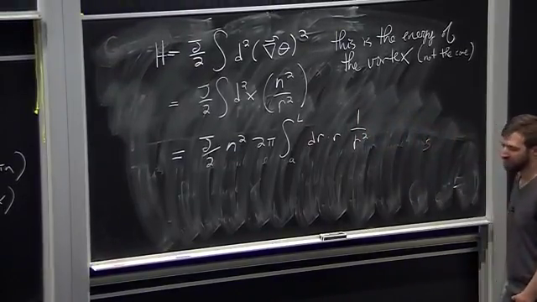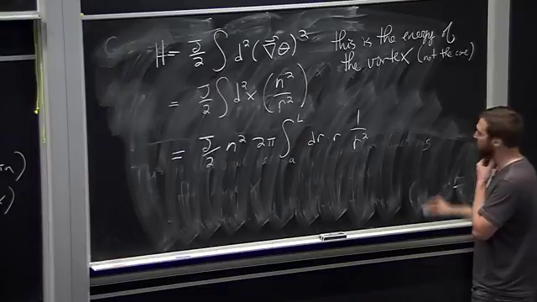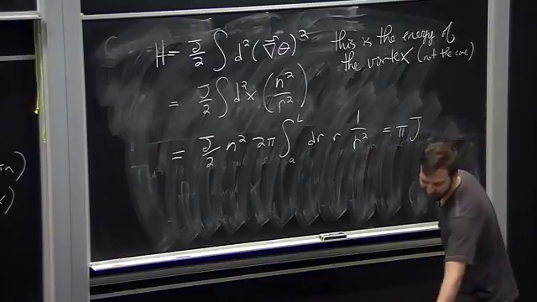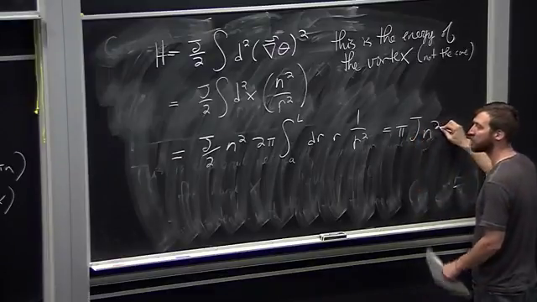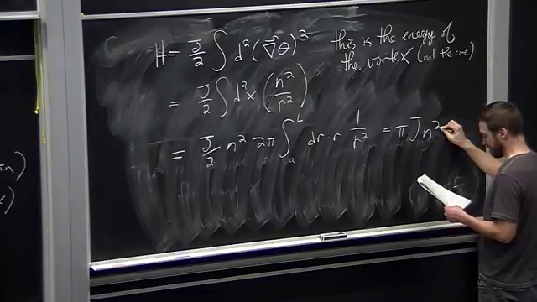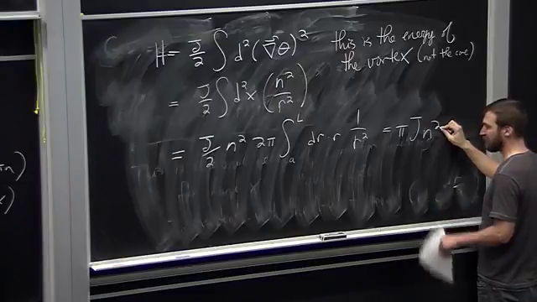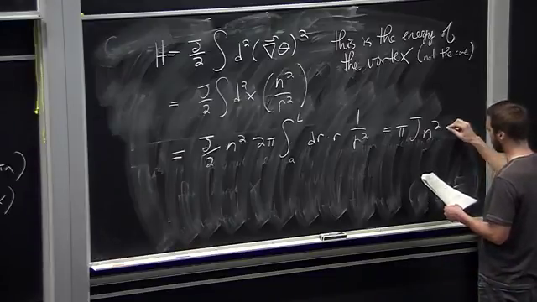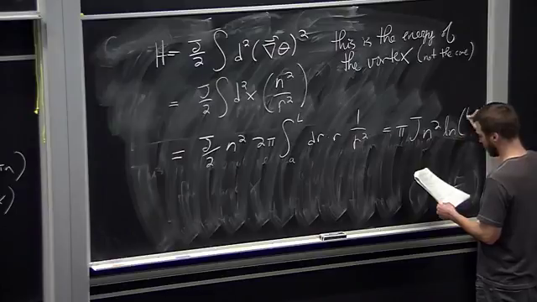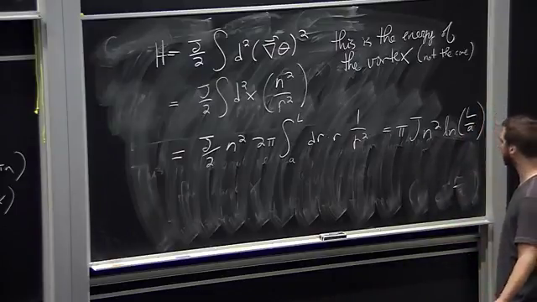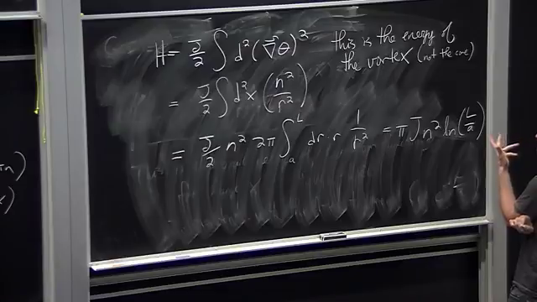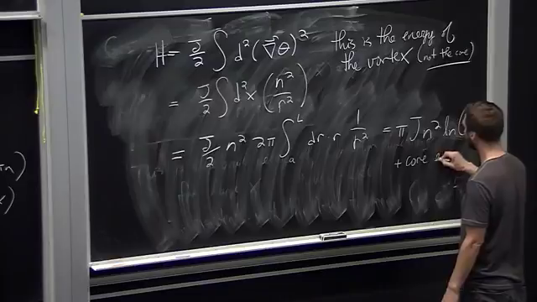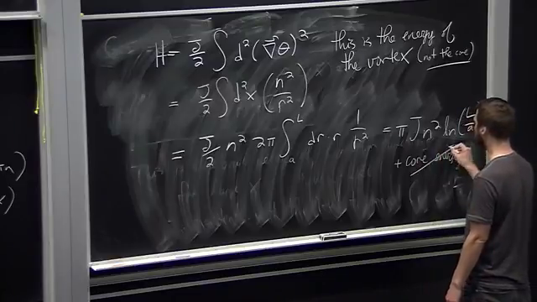Right. So now I have, again, a log. So pi J, I should have charge squared, n squared. I get a factor of 2, no, do I get a factor of 2? I'm not sure about the factors of 2. Log L over a from the limits of integration. Plus, don't forget the core energy, which we're just going to ignore.